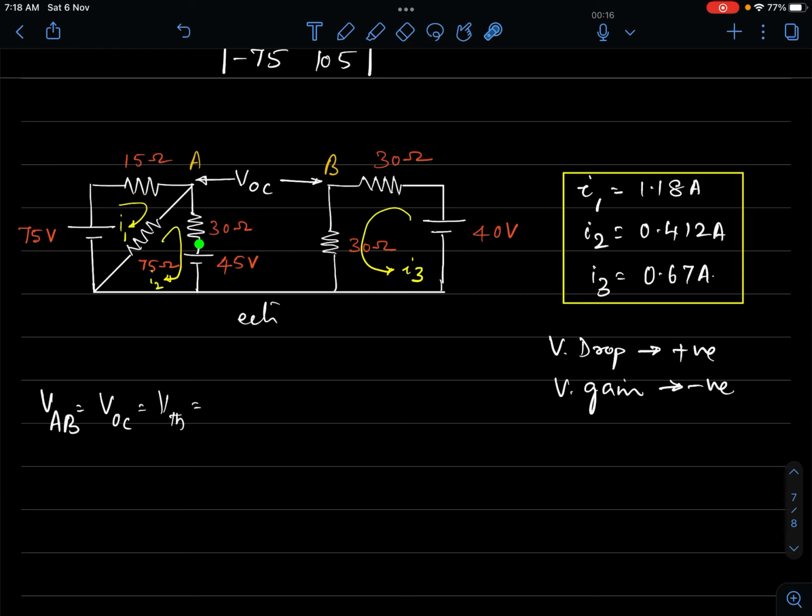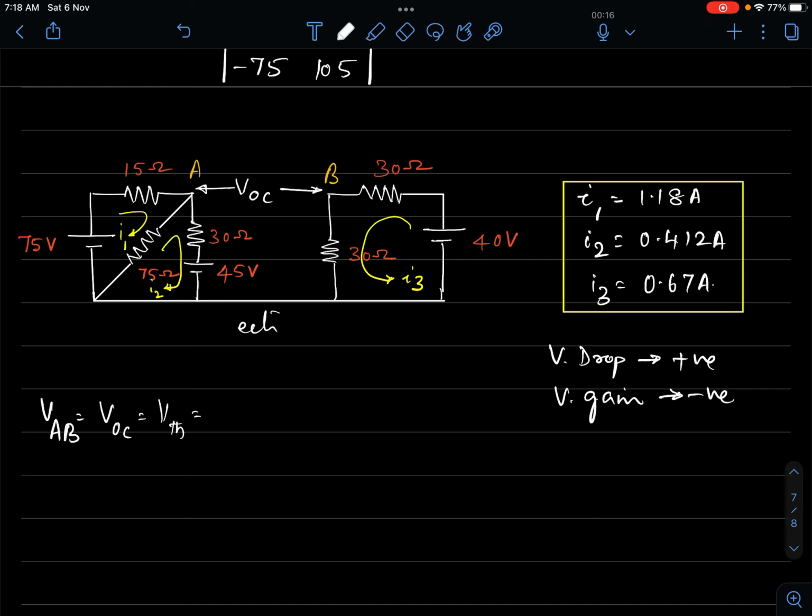So current is flowing from A via 30 to this terminal, right? The current flow is downwards, so I'm also going in the downward direction. That means I'm encountering a drop in potential, so I have to take a positive sign. I'm repeating these things for the benefit of those who are seeing this video independently. They should understand something at least.